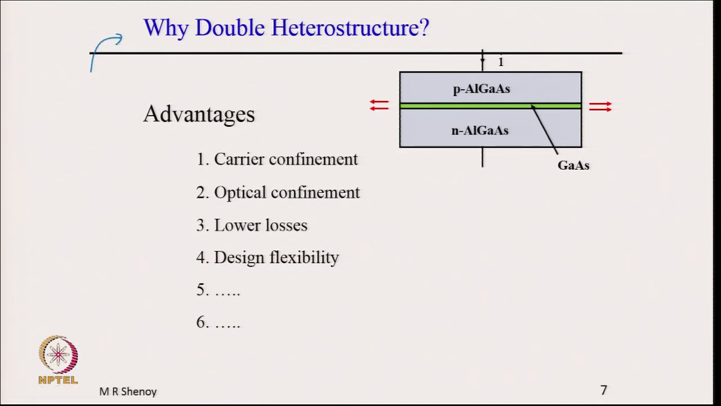Now, why double heterostructure? There are many advantages, but the most important ones I have listed here. What do they mean? Each one can be explained. First, carrier confinement, optical confinement, lower absorption losses, and a lot of design flexibility to use different materials and make lattice matched double heterostructures. These details are beyond the scope of this course. Here we are looking at it as a laser system structure, but nevertheless, let me discuss a couple of points here, that is carrier confinement and optical confinement.